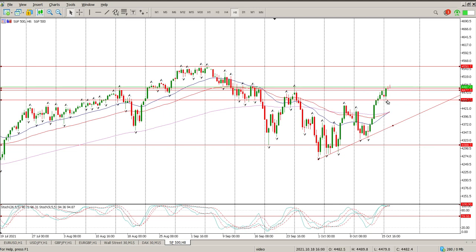So wait for structure. Watch the 15-minute, wait for that structure to form in the 15-minute. If it starts blowing out on the 15-minute, switch to the hour, and then wait for the structure on the hour. Anyway, that's my view for this morning.